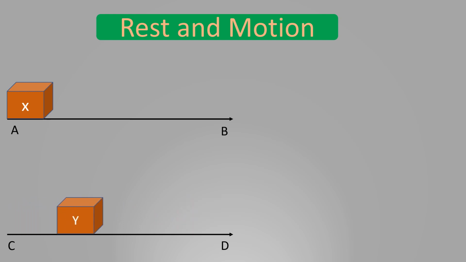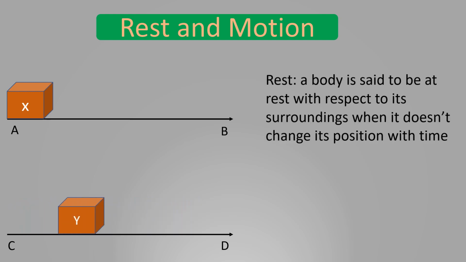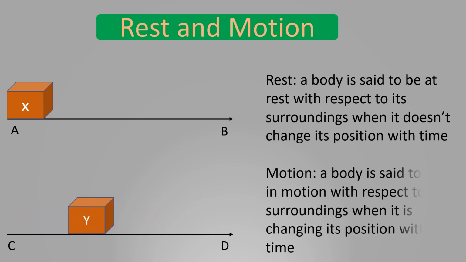So in the sense of physics, we can define that a body is said to be at rest with respect to its surrounding when it doesn't change its position with time. And we're going to define motion as: a body is said to be in motion with respect to its surrounding when it is changing its position with time.